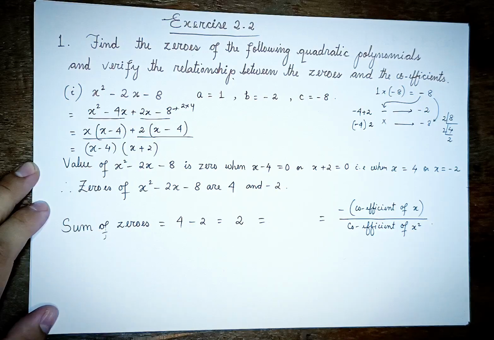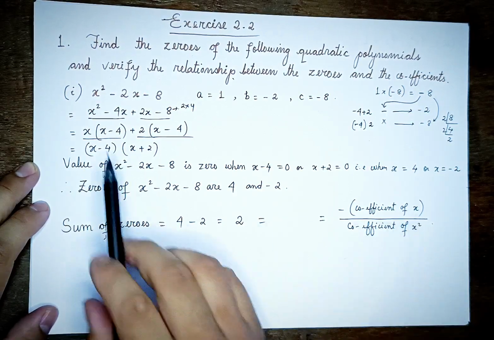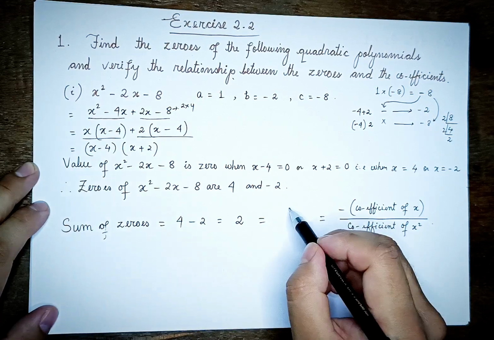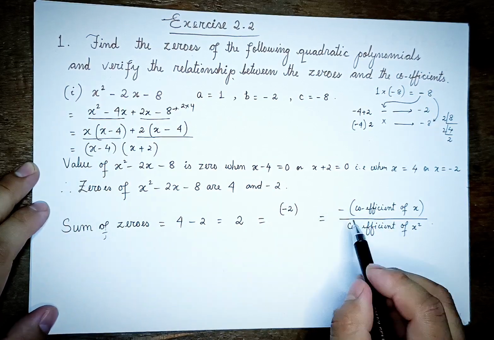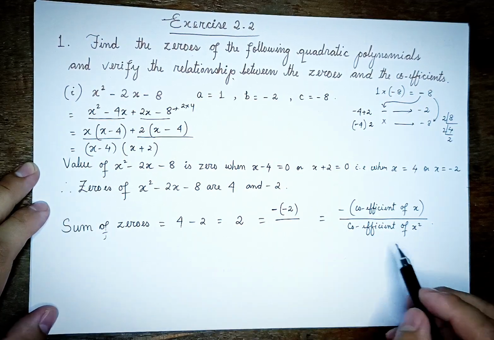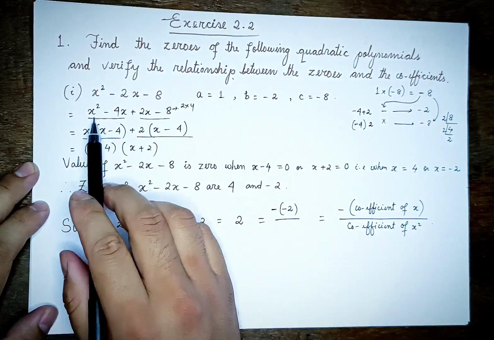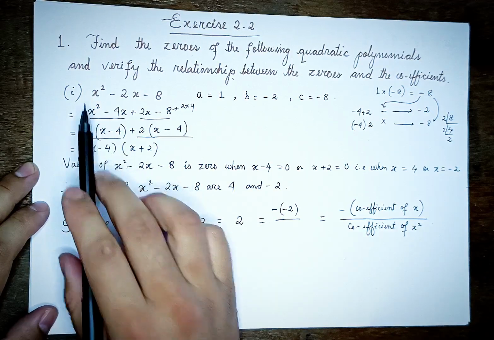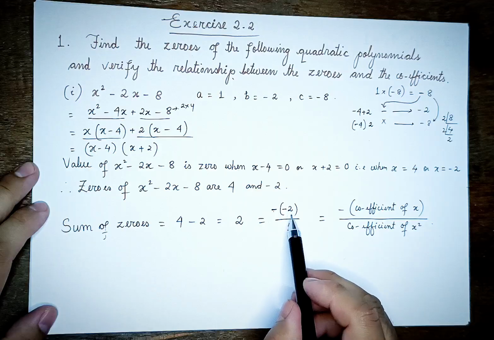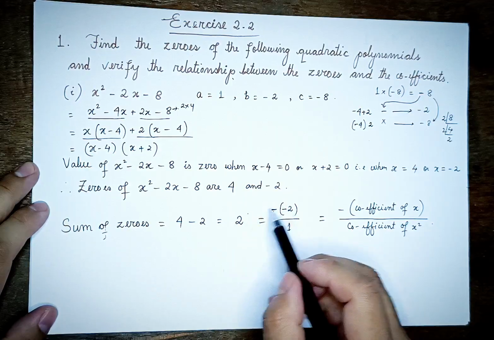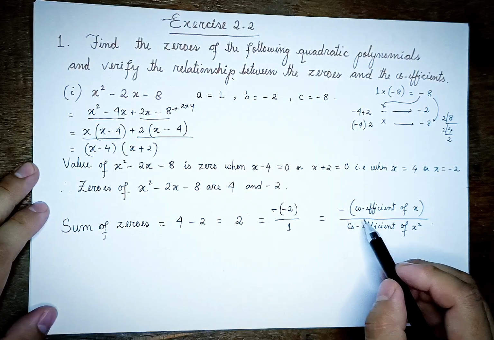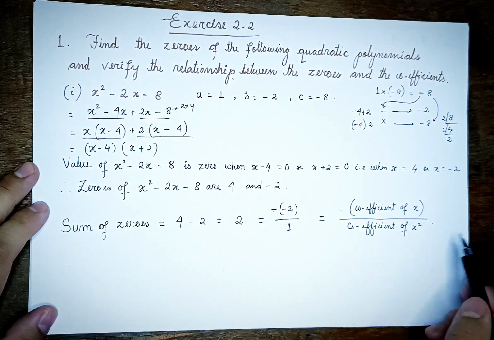What is the coefficient of x? The coefficient of x is minus 2. So I write minus 2. And in the formula there is a minus, so I write minus here, divided by coefficient of x square. Coefficient of x square is 1, so I write 1 here. This minus and the minus we get plus 2 divided by 1, which gives 2, which is equal. So the sum of zeros is equal to minus b by a, which is equal to minus coefficient of x divided by coefficient of x square.